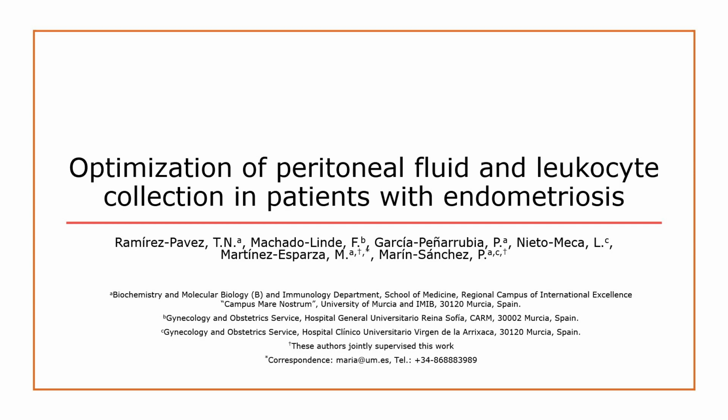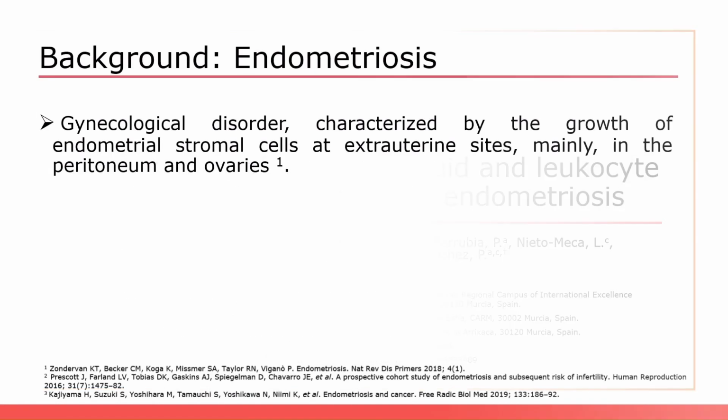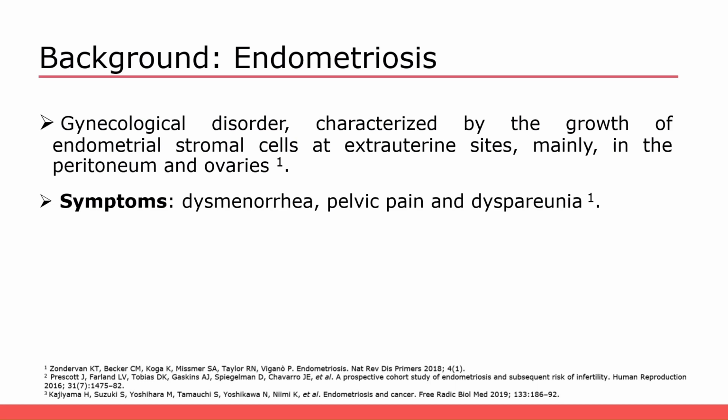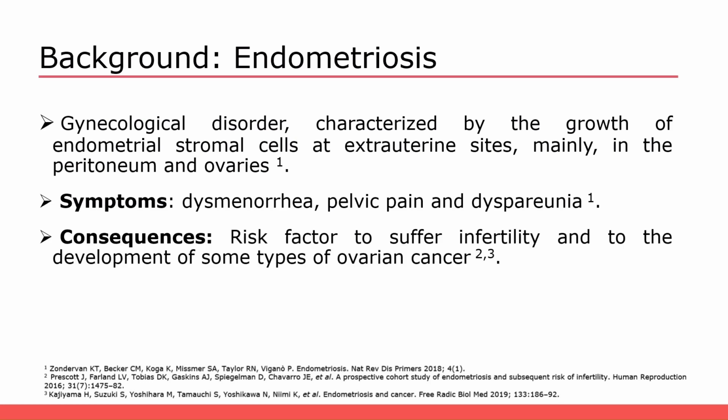Optimization of peritoneal fluid and leukocyte collection in patients with endometriosis. Endometriosis is a gynecological disorder characterized by the growth of endometrial cells in extrauterine sites, mainly in the peritoneum and ovaries. The main symptoms are dysmenorrhea, pelvic pain, and dyspareunia. Furthermore, endometriosis is associated with an increased risk of infertility and ovarian cancer.